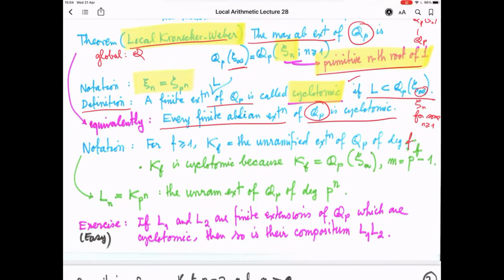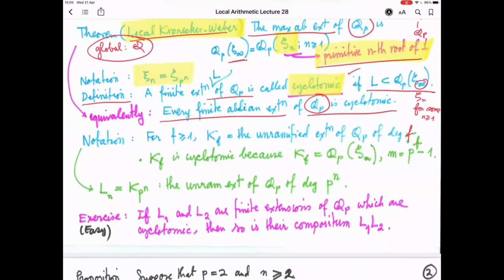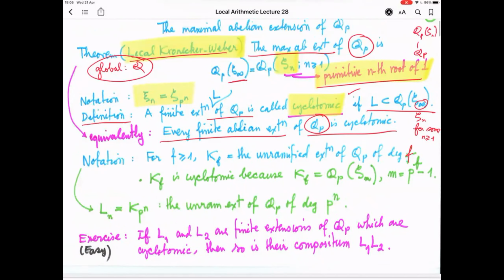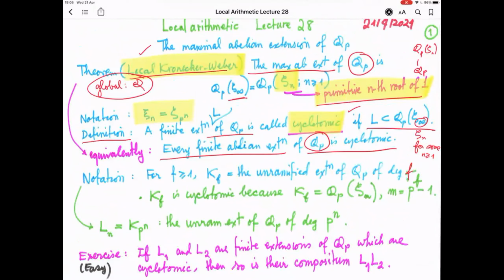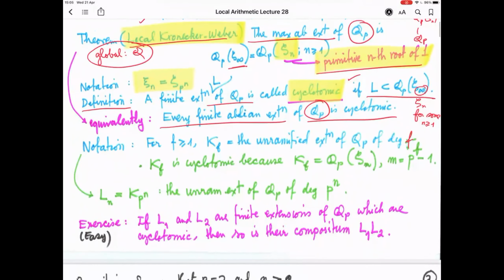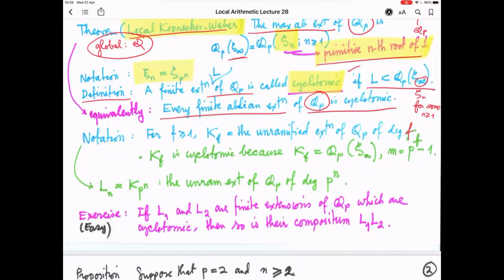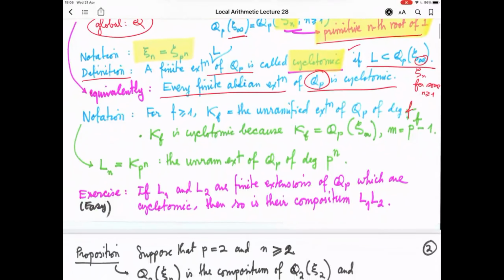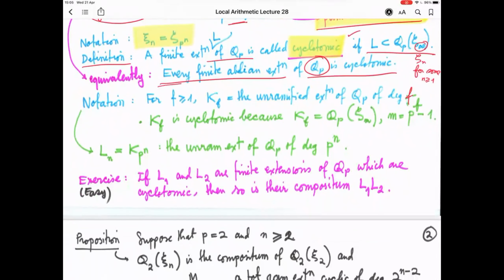And for Q also, that's the global Kronecker-Weber theorem, which we are not going to prove, but which can be proved rather easily if you have done the local Kronecker-Weber theorem first. So this is the crux of the matter, even of the global theorem, that the local theorem holds. Okay, so this is what we have to prove: every finite abelian extension of Qp is cyclotomic, in the sense of being contained in an extension obtained by adjoining a primitive nth root of unity for some n.